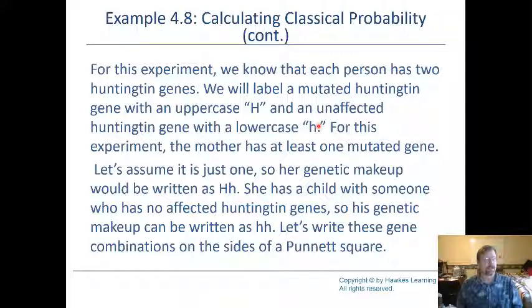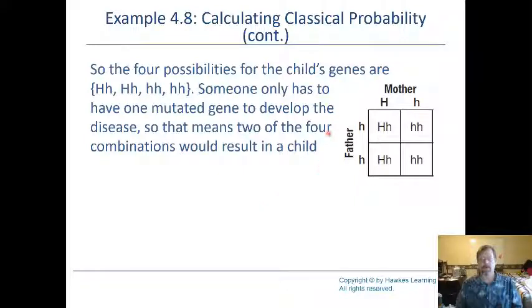So we'll assume that the mother only has one mutated gene, and the father has two unmutated genes. So we've got the father on one side with two unmutated genes, the mother on the other side with the mutated gene. You only need one mutated gene to develop the disease. So we just match these up to fill in the square. Mutated, unmutated, unmutated, unmutated, mutated, unmutated, etc.